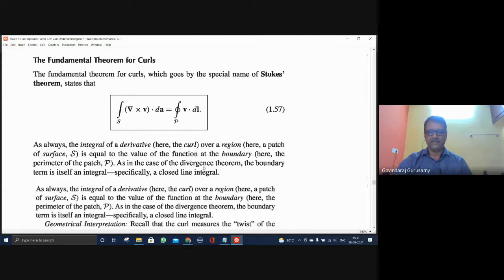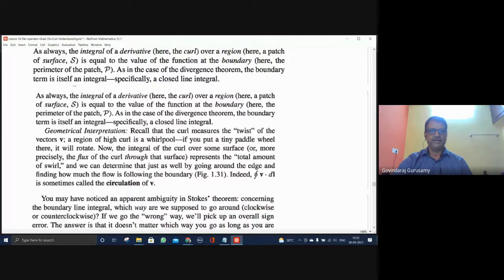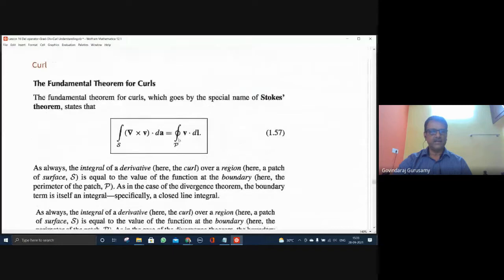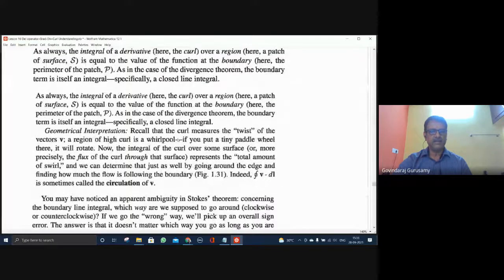As in the case of the divergence theorem, the boundary term is itself an integral. The boundary term is specifically a closed line integral. It's a closed line integral. As always, the integral of a derivative, here the curl, is getting repeated. I think that has been copied again, doesn't matter. Geometrical interpretation, we look at it.